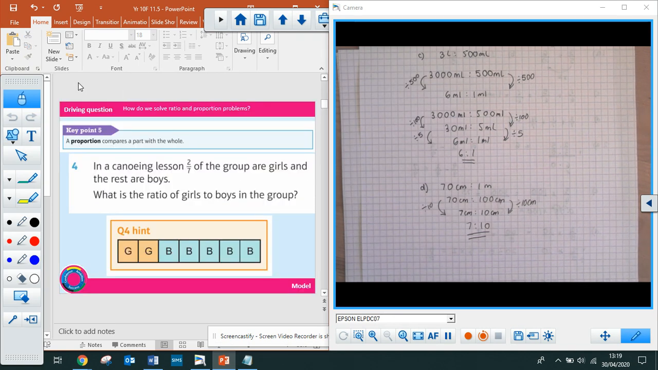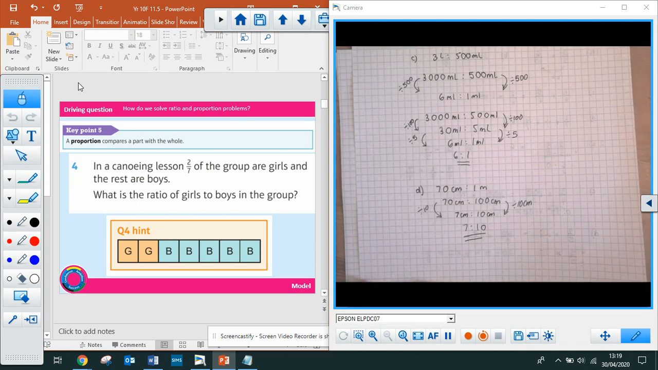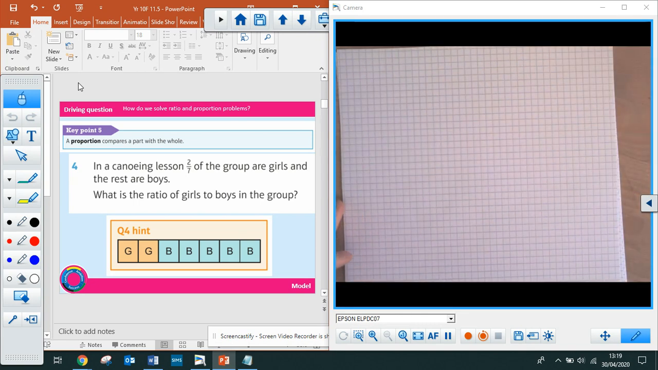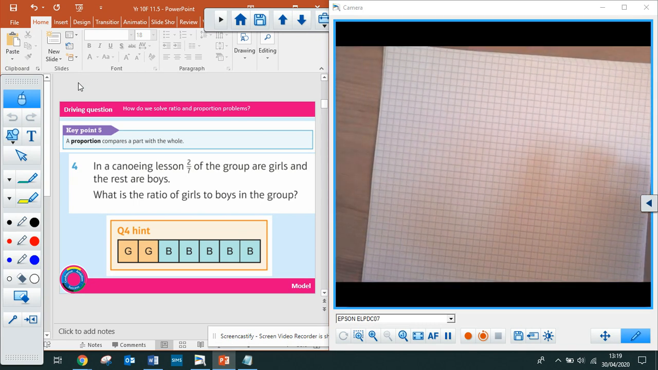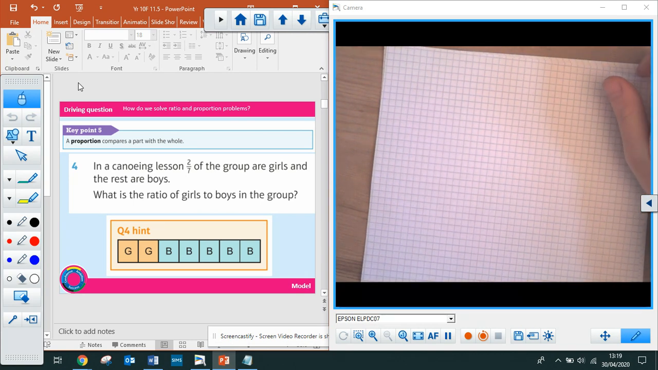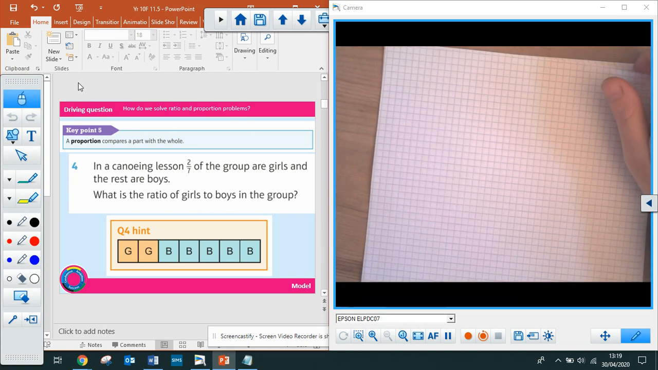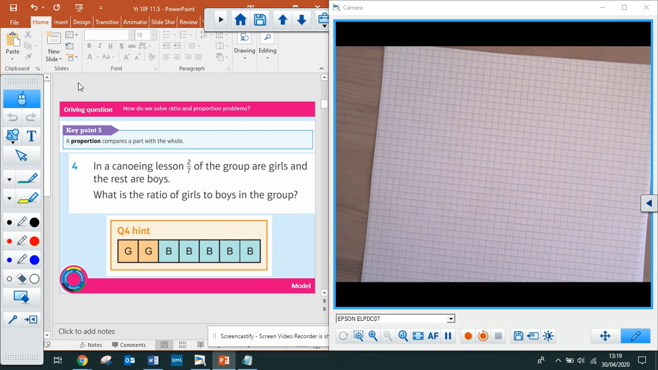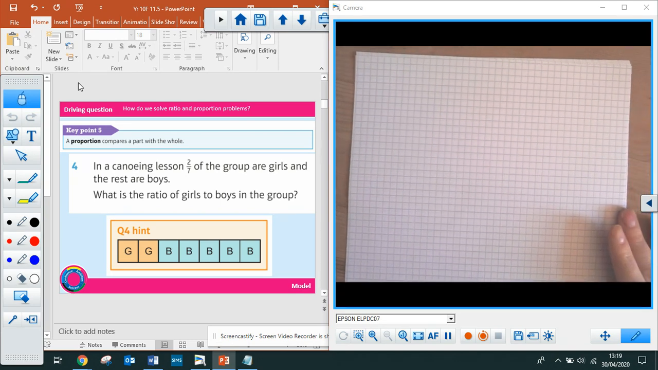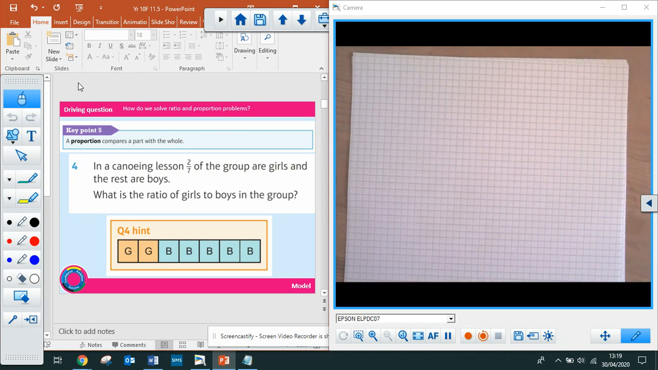So moving on then, I'm going to go through a quick example with you. So the key point 5 there says a proportion compares a part with a whole. Okay? So a proportion compares a part with a whole. So in the example here it says, in a canoeing lesson, 2/7 of the group are girls and the rest are boys. What is the ratio of girls to boys?